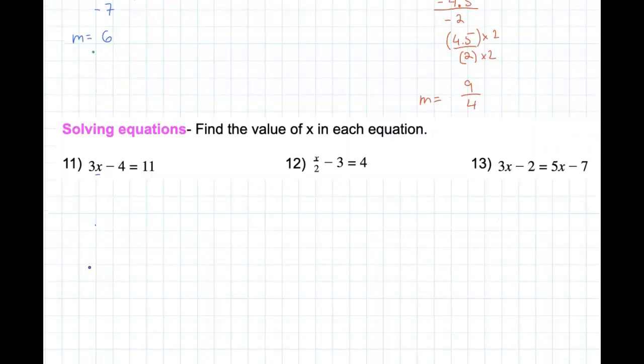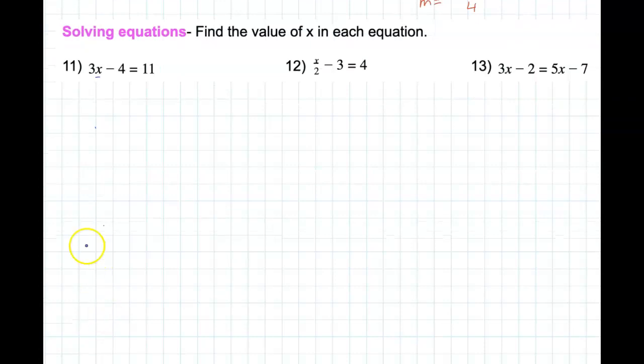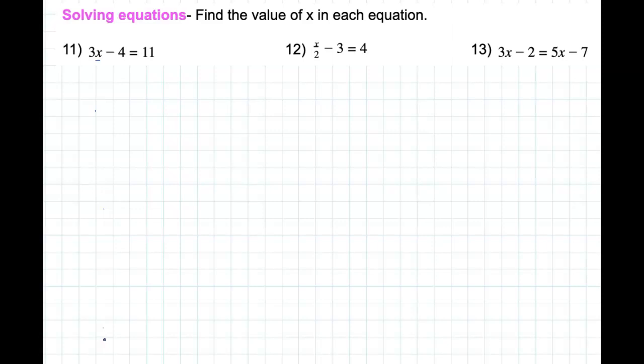All right, so we want to undo this subtraction. How do we undo subtraction? Well, we would add. So the inverse of subtracting 4 would be adding 4. In order to maintain balance, we do the same to the other side. So if we've added 4 to both sides, we know it's still going to be equal.